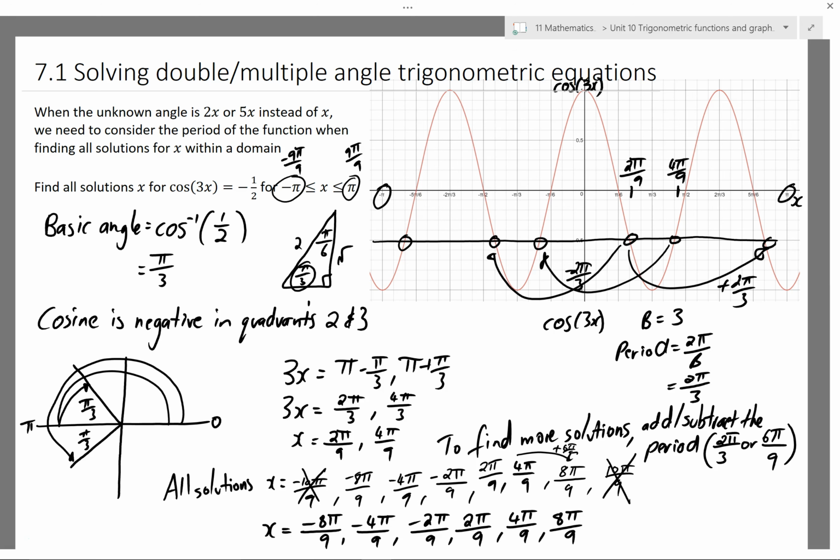How many solutions was I expecting? I was expecting 1, 2, 3, 4, 5, 6. How many did I get? There's my 6 solutions. Okay, so this is how you solve double or multiple angle trigonometric equations.